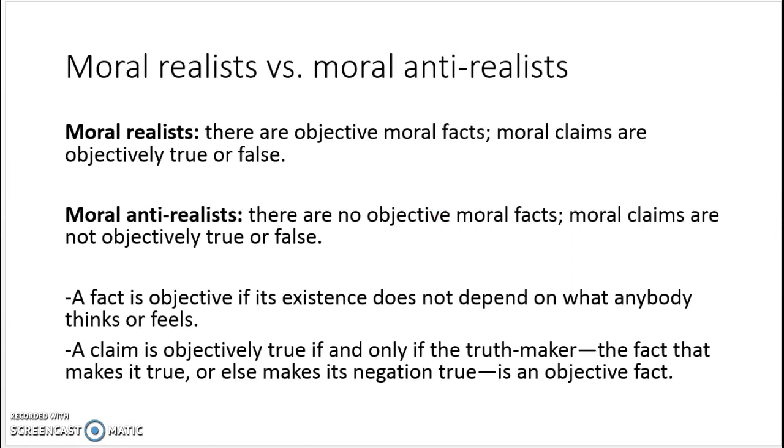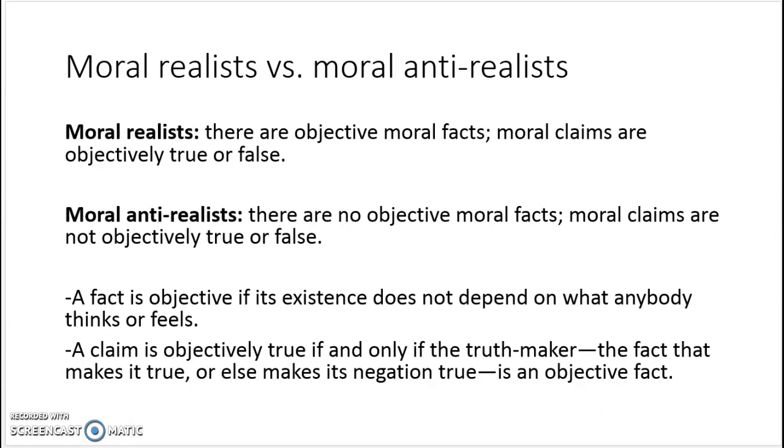And remember what each side is saying. The moral realists think that there are objective moral facts. Another way of saying this is that moral claims are objectively true or false. The moral anti-realists are people who deny that. They say there's no objective moral facts and moral claims are not objectively true or false.